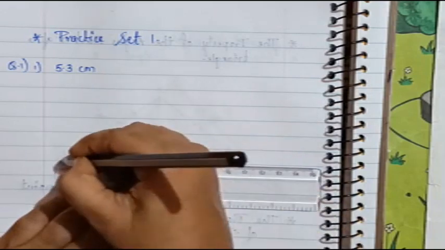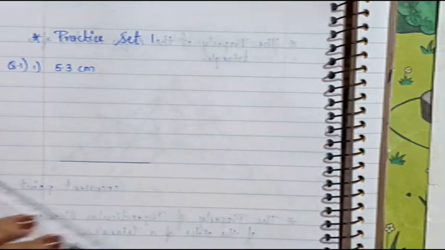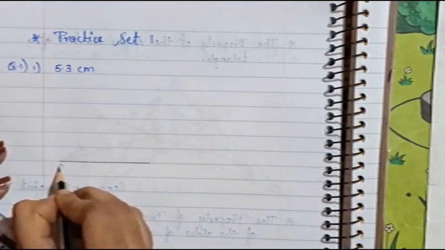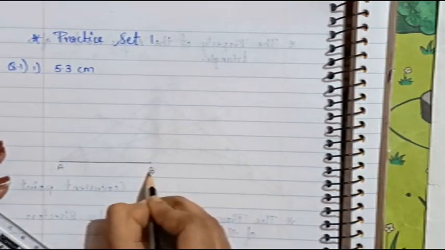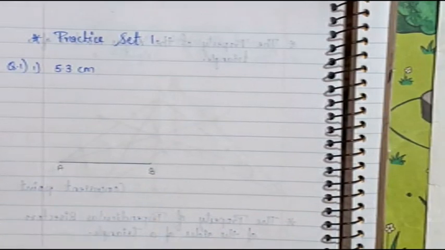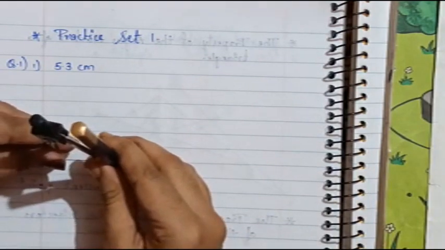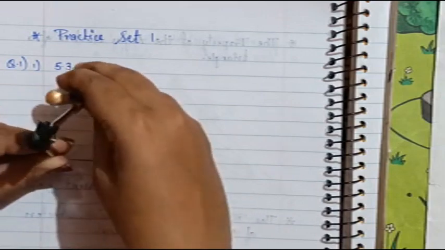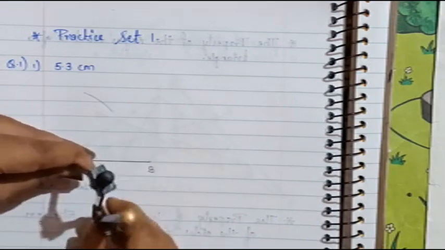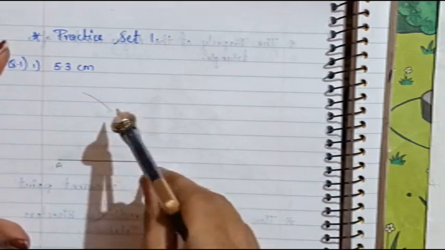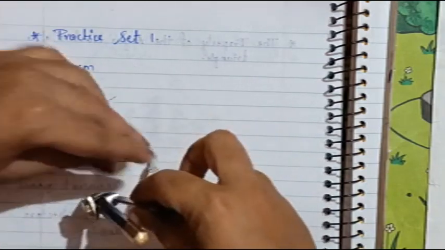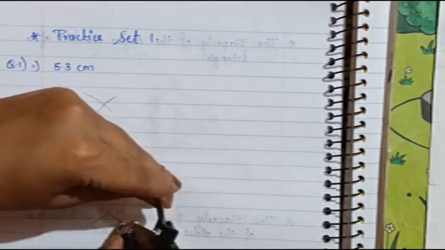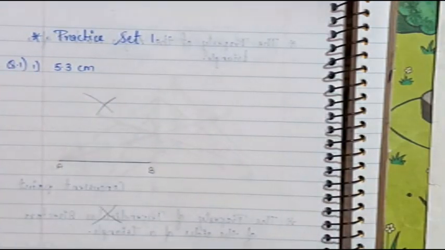Okay, I have taken the measures and I have done it of 5.3, and I'll just name it A and B. Is that clear everybody? I have taken the measures and then we are supposed to now bisect it. So for bisecting we are supposed to take more than half. So I have taken here more than half. I will draw the arcs, one up, one down. Similarly from point B, up and down also. Okay, so now here I have drawn the arcs.